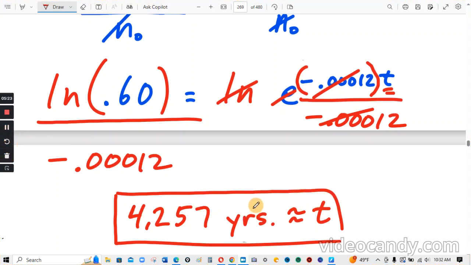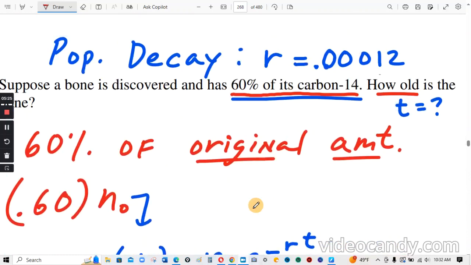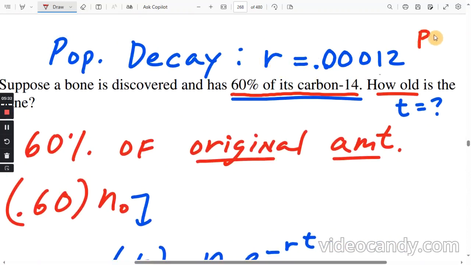How did we know this was in years? Because the rate, the decay rate, was per year. All right, we solved that in the beginning. That was the decay rate per year for carbon-14. All right, we got that number at the beginning.